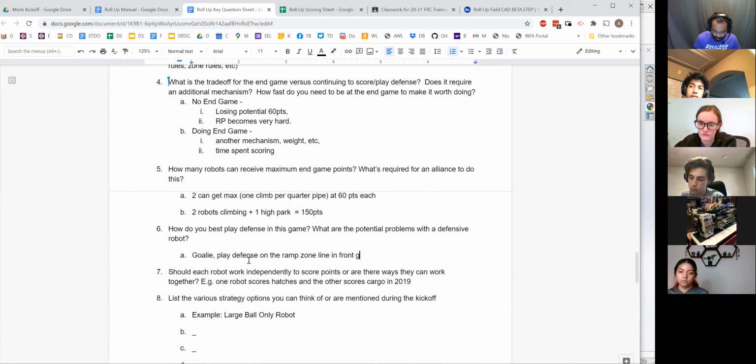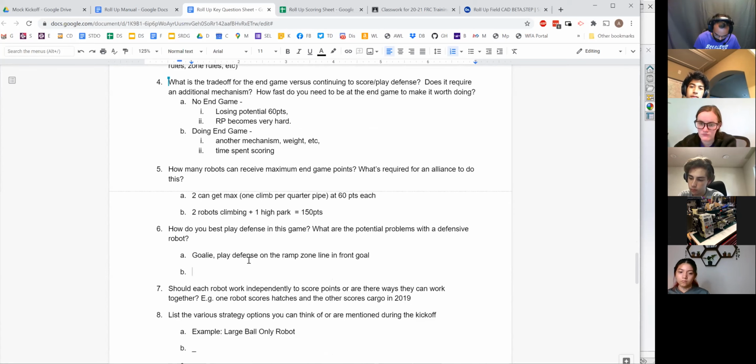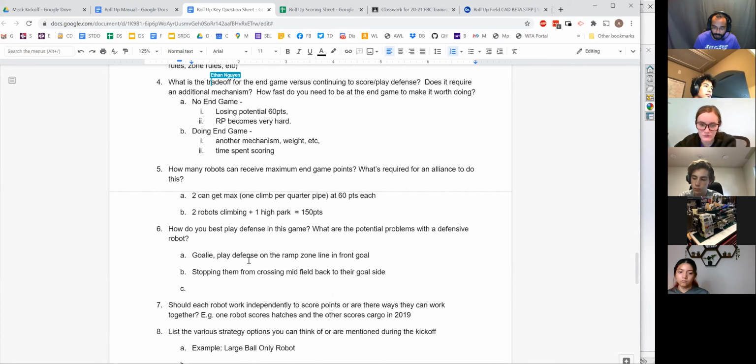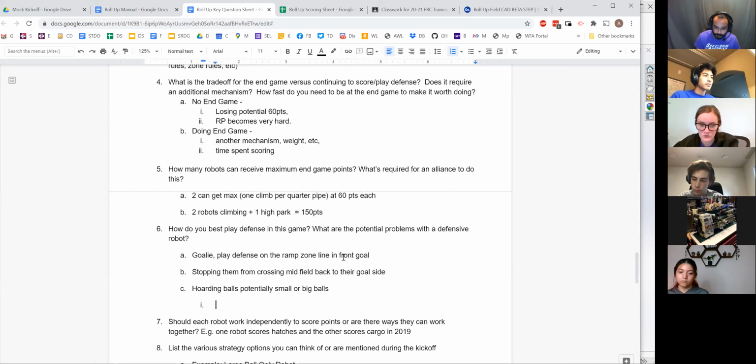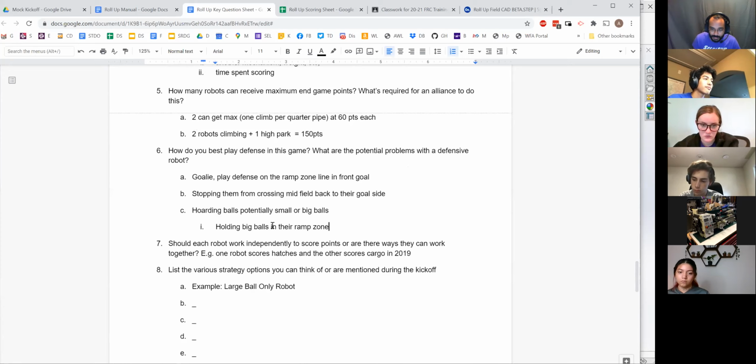Okay, so what did we talk about? We talked about that one. We talked about stopping them from crossing midfield back to their goal side, the one Felipe talked about. And then hoarding balls, potentially small or big balls, in their ramp zone. Interesting concept. Okay, yeah, so that is a thing they could do, which could lock down the game in a weird way.